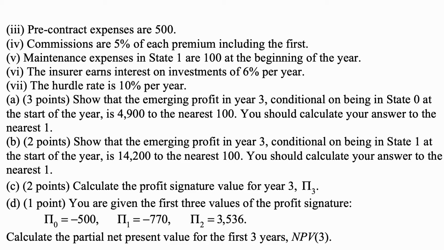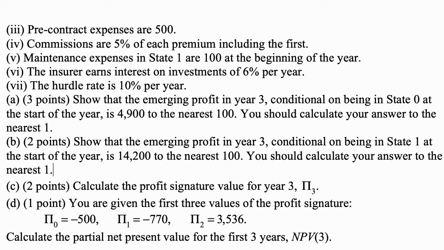Part A: show that the emerging profit in year 3, conditional on being in state 0 at the start of the year, is 4,900 to the nearest 100. You should calculate your answer to the nearest 1. Part B: show that the emerging profit in year 3, conditional on being in state 1 at the start of the year, is 14,200 to the nearest 100. You should calculate your answer to the nearest 1. Part C: calculate the profit signature value for year 3, pi 3.